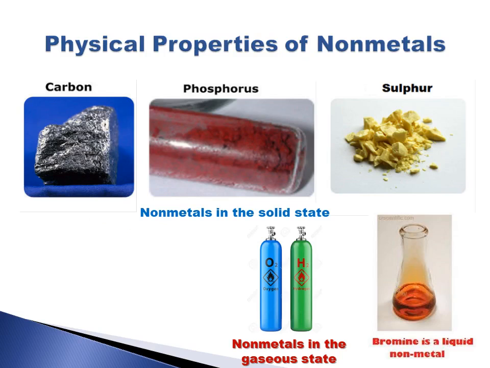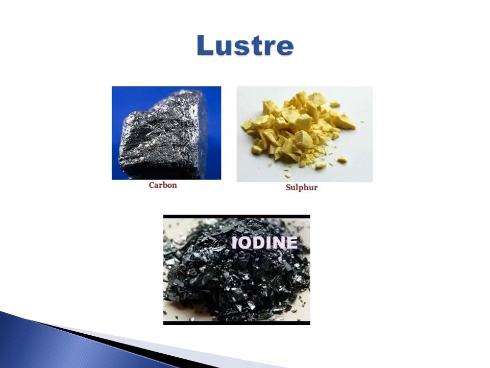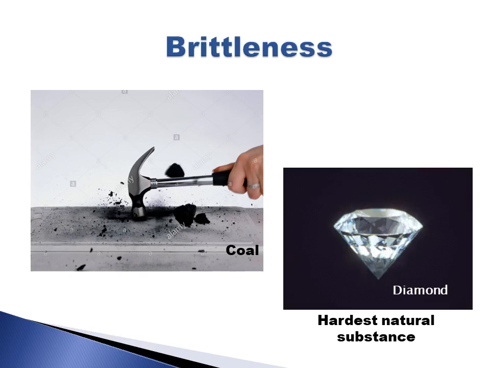Physical properties of non-metals. When properties of non-metals are considered, it is found that some non-metals are in the solid state while some are in the gaseous state. Exception is the non-metal bromine, which exists in liquid state. Non-metals do not possess luster, but iodine is the exception as its crystals are shiny. Non-metals are not hard. Diamond, which is an allotrope of carbon, is the exception. Diamond is the hardest natural substance.